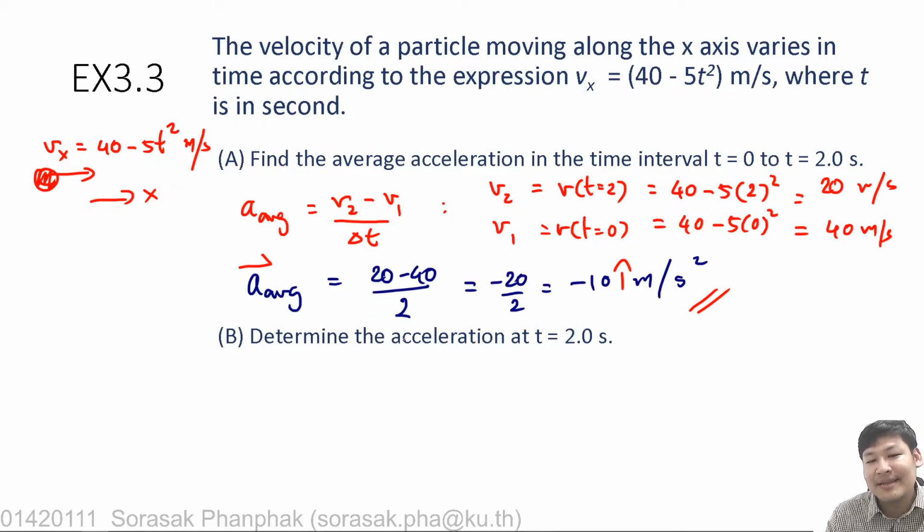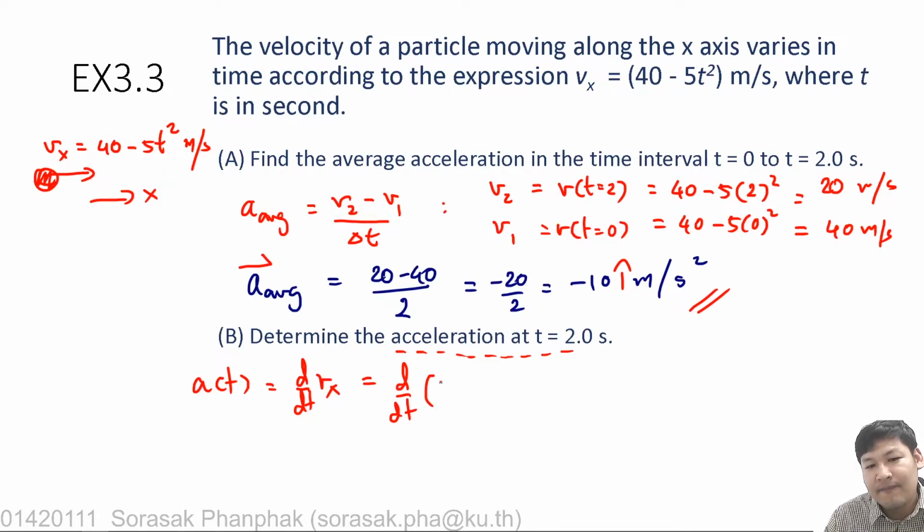How about the instantaneous acceleration? Here, if you state the acceleration at some point, so it's instantaneous, you just differentiate it, d by dt of vx that has been given to you. So d by dt of 40 minus 5t squared. So now this constant is gone. So you got this one. So it's going to be minus 10, right?